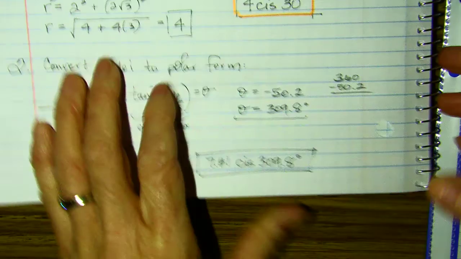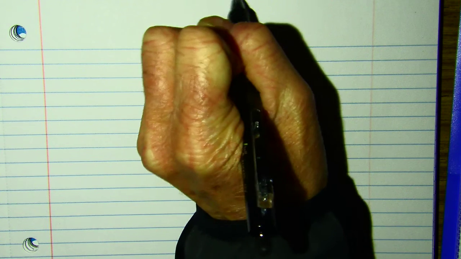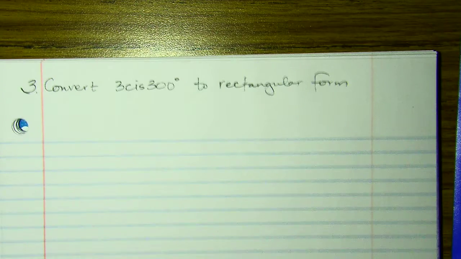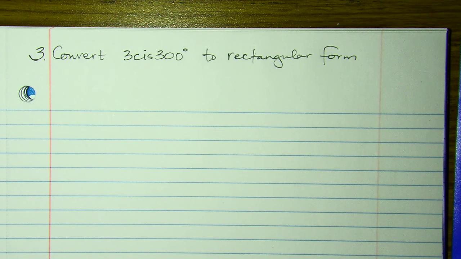All right, so moving on, we are now going to work backwards. So I'm going to start with polar and work to rectangular. So convert 3 CIS 300 degrees to rectangular form. Sorry. So this is different, and that's why I'm doing an example just on going from polar to rectangular. The last two were rectangular to polar.